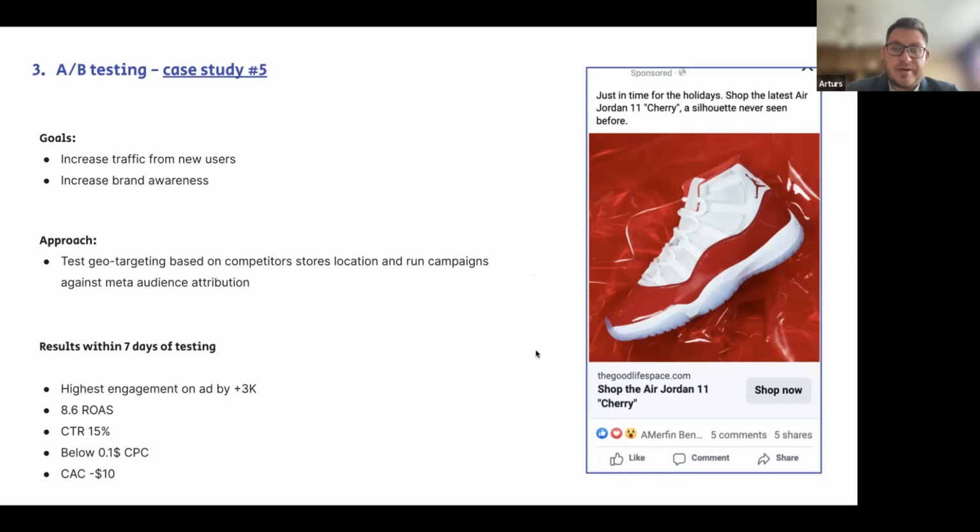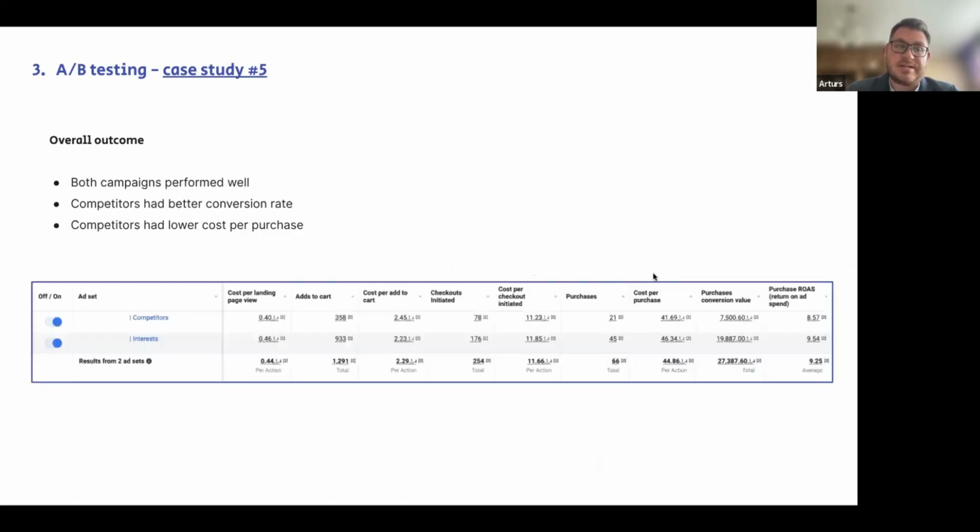After that, we compared the new audiences based on interests and based on competitor geolocation. Both campaigns performed well, but competitors had a better conversion rate and lower cost per purchase. That's why, if you have local stores, our recommendation is to test competitor geolocations too.